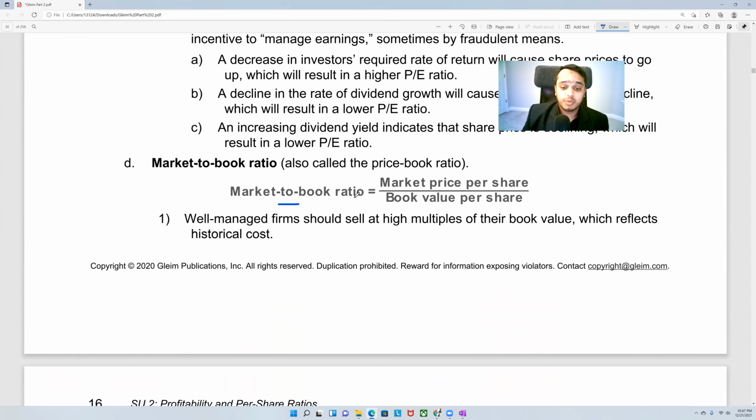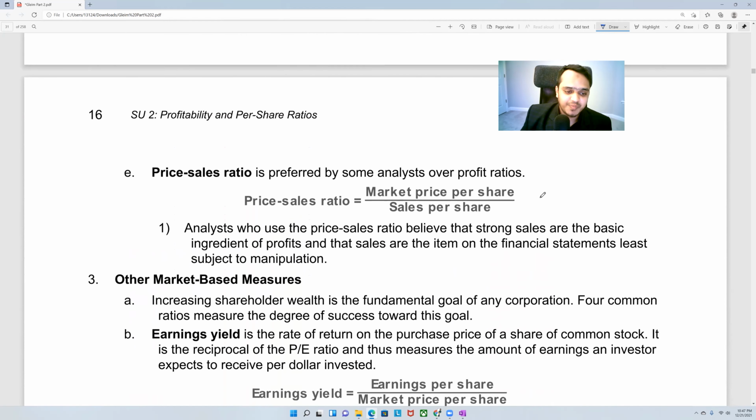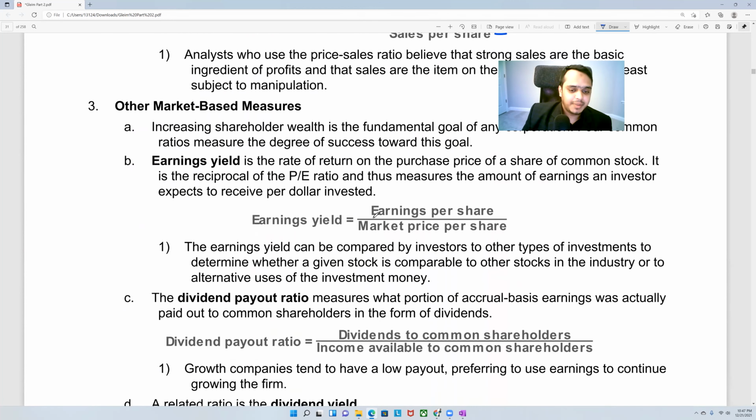Then comes market to book value: market price per share divided by the book value per share. How much is it in the market? How much is it in the book? What is the difference happening here? That's how you calculate with that ratio. Then again, price sales ratio: market price per share divided by sales per share. You will have that price per sales ratio, based on the market, how much the sales are, to analyze whether to invest here or not. Then another one is earnings per share divided by market price per share.